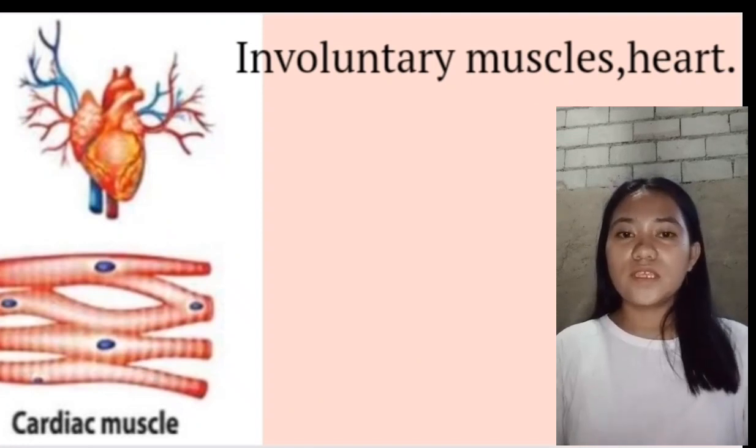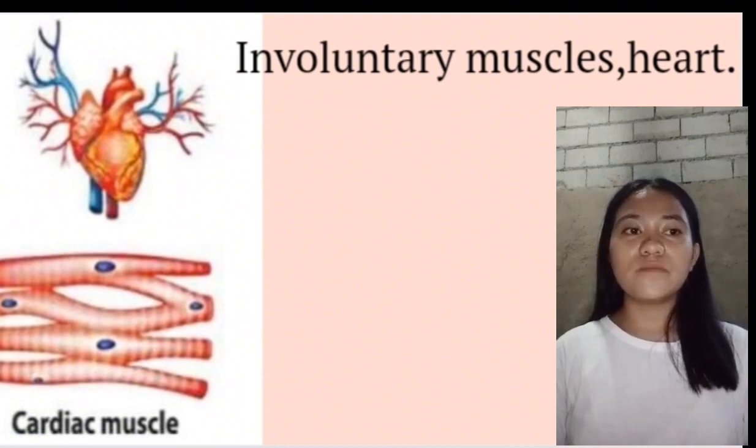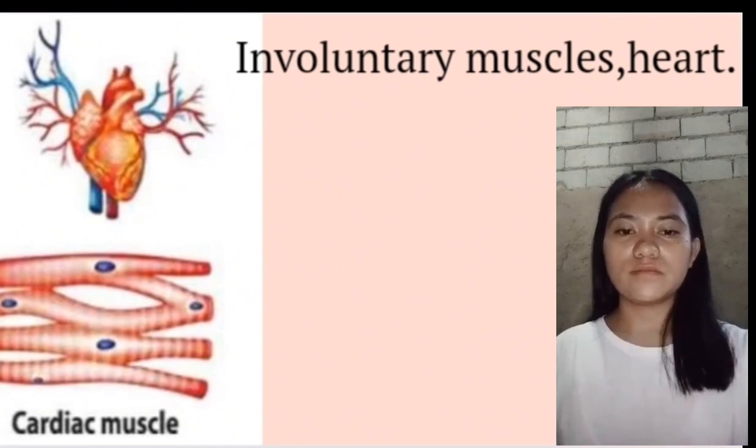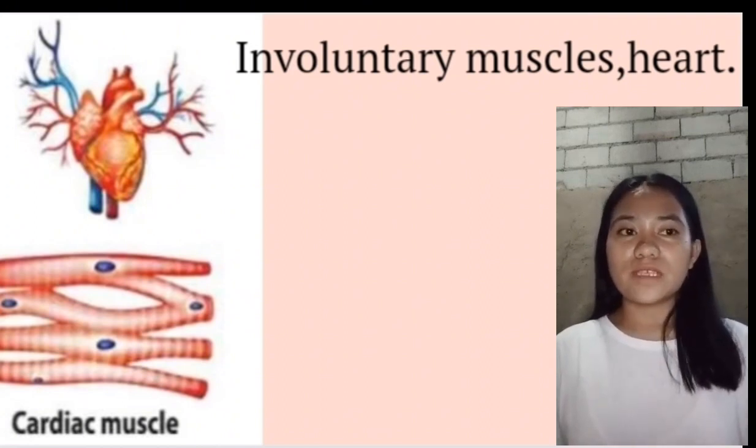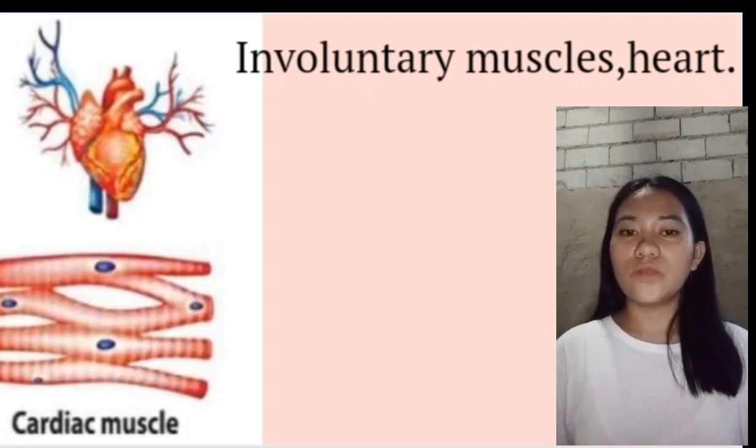And the last one is cardiac muscle. This is an involuntary muscle found in the heart. Cardiac muscle is specific to the heart. The heart contracts and relaxes without our conscious awareness.